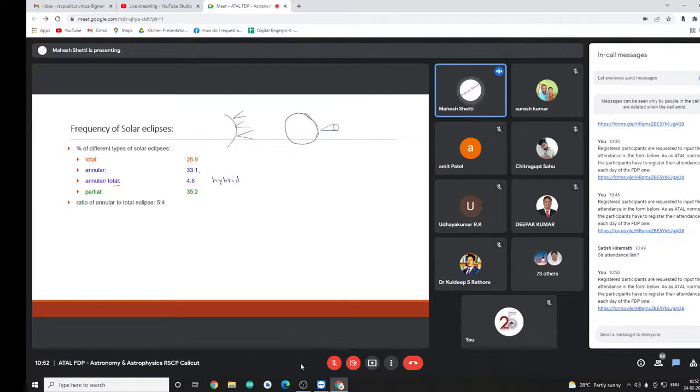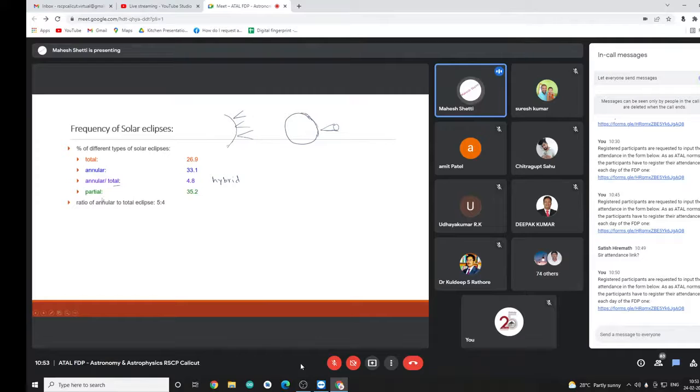So 33% of eclipses are annular, 26.9% of eclipses are total, okay, out of these, and 35% of eclipses are going to be partial eclipses. When does a partial eclipse take place? We are not talking about partial eclipse meaning, suppose, take the example of 2034: from Srinagar you will be able to see a total eclipse. But only from Srinagar. If you come to Mumbai, if you come to Delhi, the eclipse will be partial. So I'm not talking about those partial eclipses.